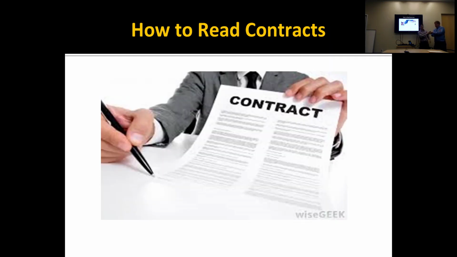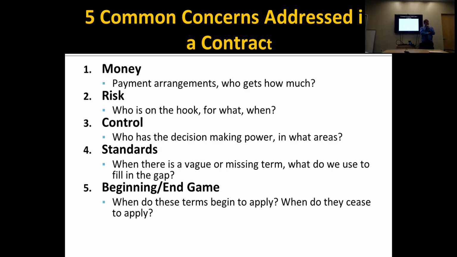So a little bit about how to read contracts. We've got some very intense looking contracts here, guys, but what you should know is that there are 5 common concerns in a contract that you should look for. That's the way you would start. I would look, for example, at money. What does the contract say about money? And not just how much, but how is it paid, who pays first, when does that happen?